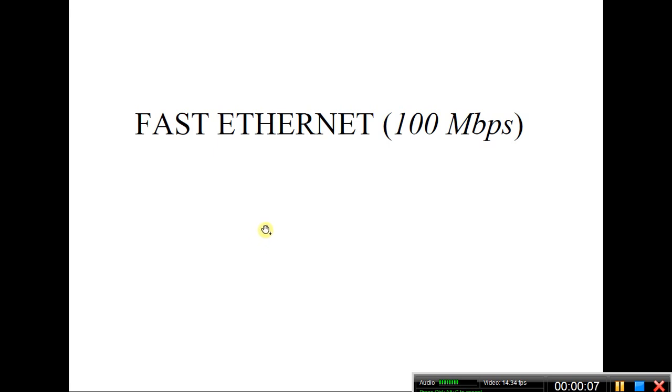Hello student, today we are taking the concept of Fast Ethernet, Gigabit Ethernet and 10 Gigabit Ethernet. So already we have taken the concept of standard Ethernet in the previous lecture. So we are taking the remaining types in this lecture.